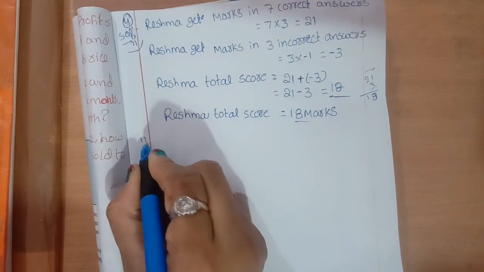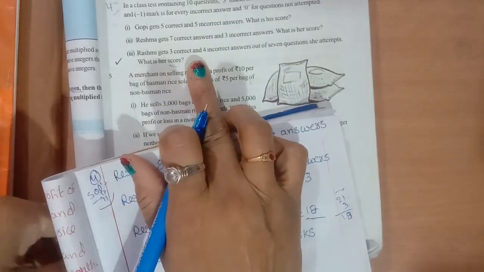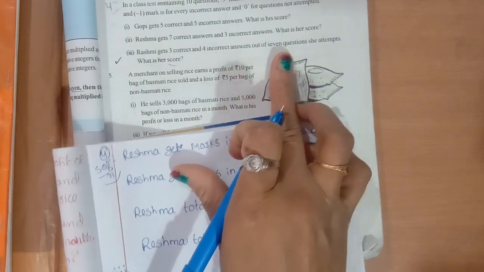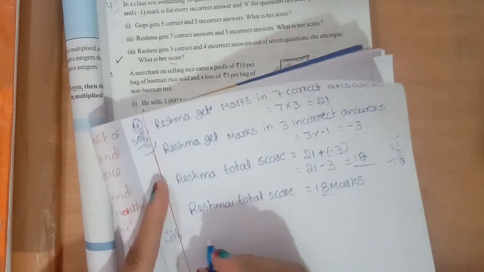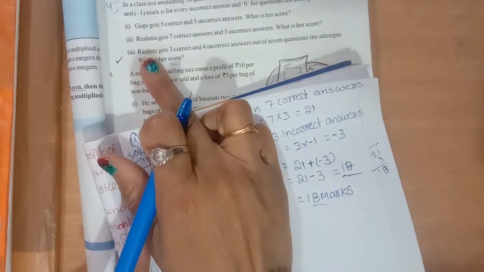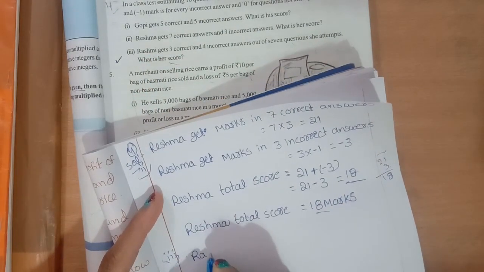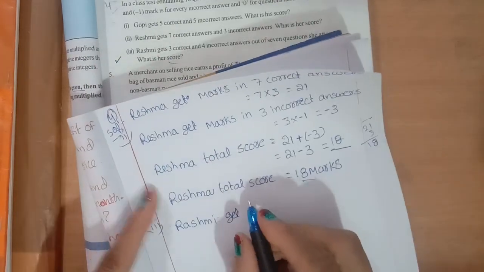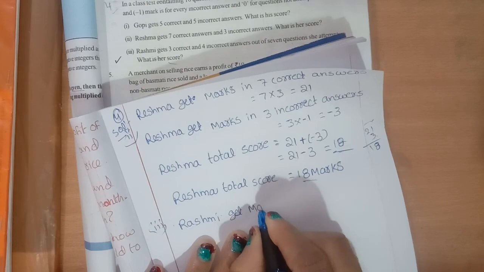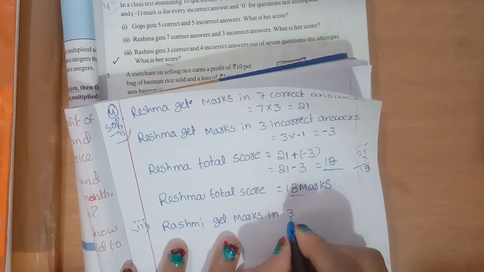Next one is the third one. What's the third one? Rashmi gets 3 correct and 4 incorrect answers out of 7 questions she attempts. What is her score? Not Reshma, Rashmi. Rashmi gets marks in 3 correct answers.